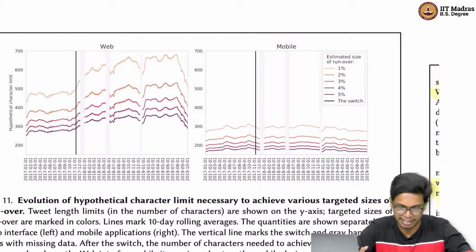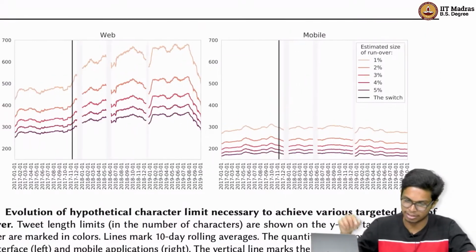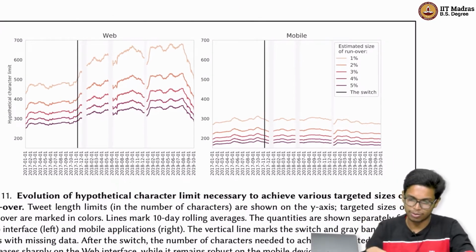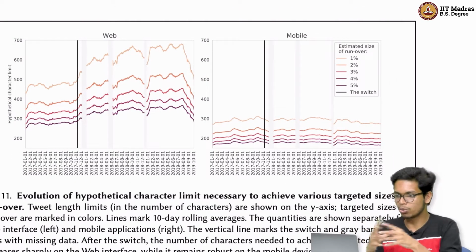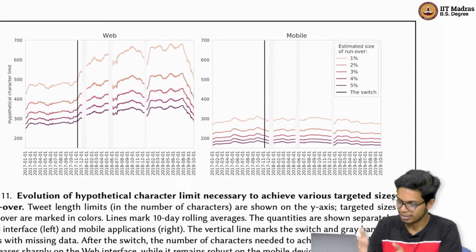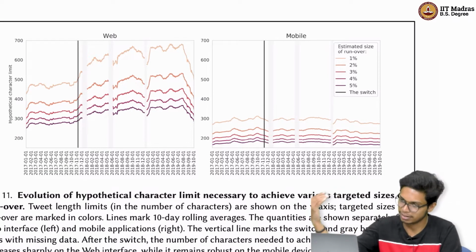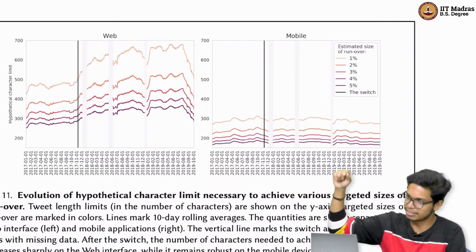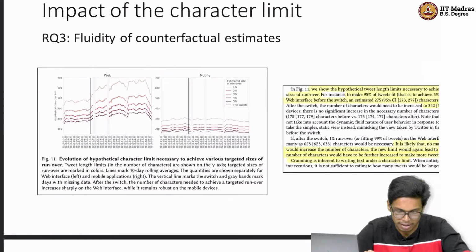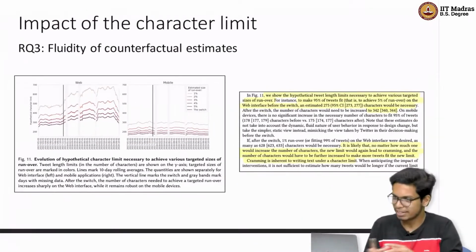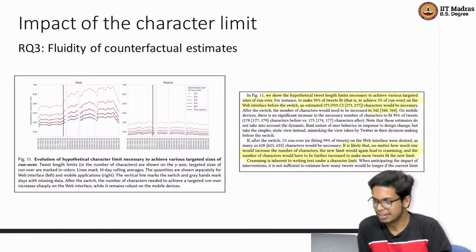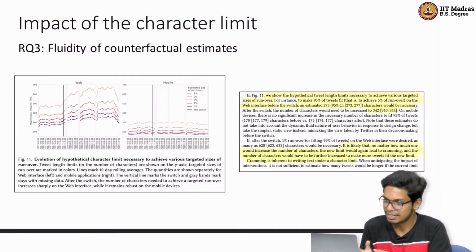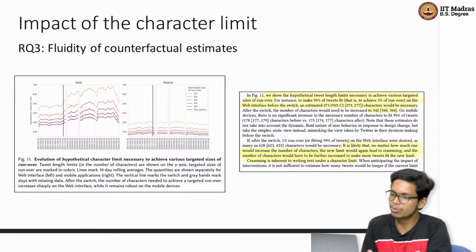This plot basically tells you what the limit would look like if you want to get 99% of your tweets within that character limit. As you can see, mobile is pretty consistent, while web is constantly increasing. So as we've already established, no matter how one would increase the number of characters, the new limit would again lead to more cramming, and cramming is inherent to how we write language.